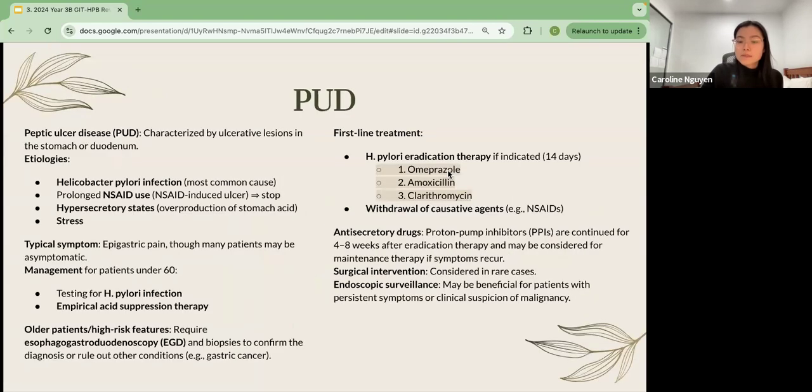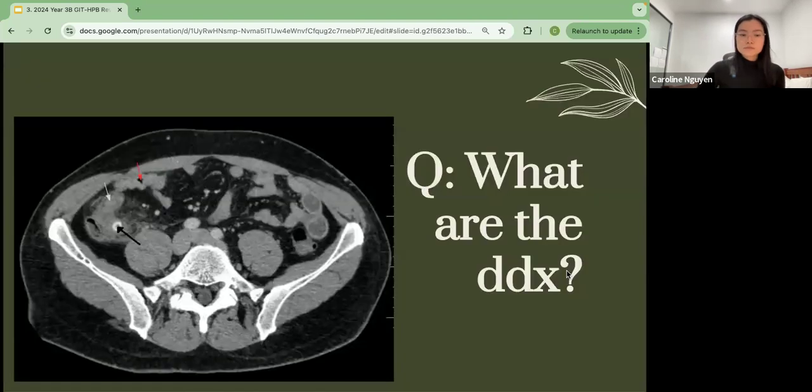What are the 3 drugs to manage an H. pylori infection? That's omeprazole, amoxicillin, and clarithromycin. That's something we do need to know. Other things to treat it would be to fix whatever's causing it, so stress, hypersecretory states, NSAIDs, to stop and manage the H. pylori infection. A typical symptom would be epigastric pain, though some patients are asymptomatic. With proton pump inhibitors, we continue them for 4 to 8 weeks. And then we might have to reconsider maintenance therapy, which means re-prescribing a PPI for them again.